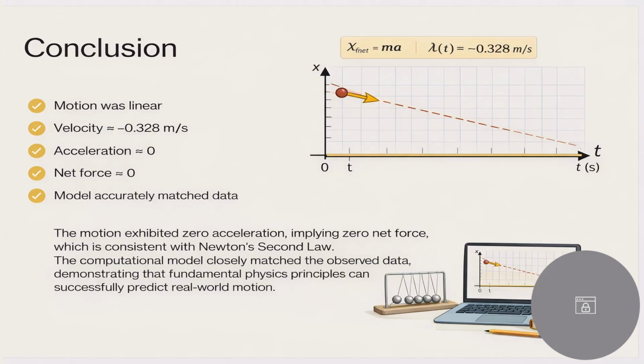Conclusion: motion was linear, velocity was 0.328 meters per second, acceleration 0, net force 0. Model accuracy matched the data. The motion exhibited zero acceleration, implying zero net force, which is consistent with Newton's second law. The computational model closely matched the observed data, demonstrating that fundamental physics principles can successfully predict real-world motion.